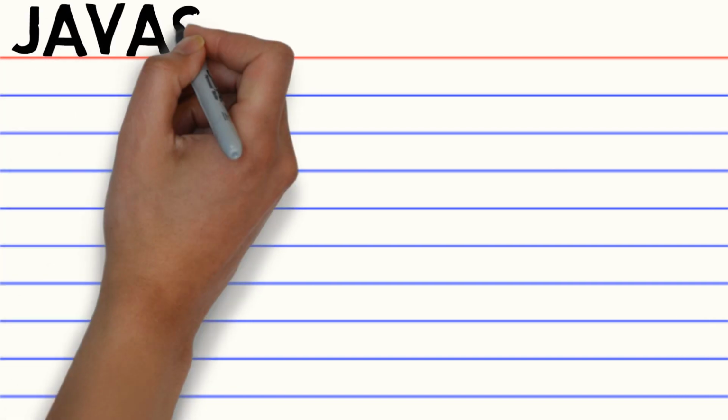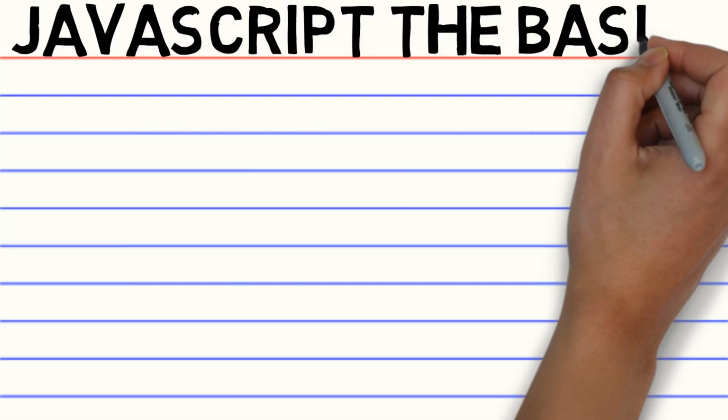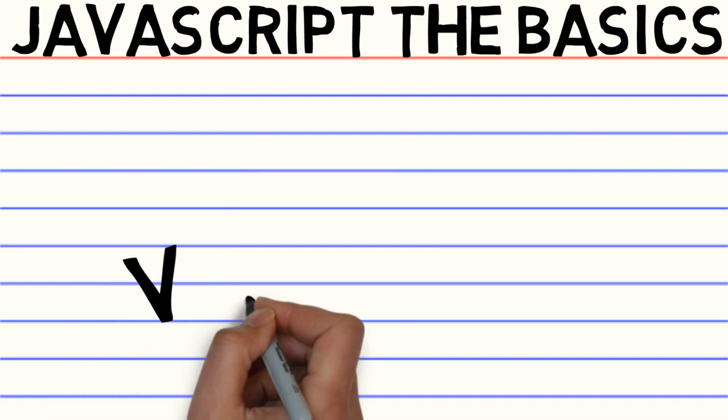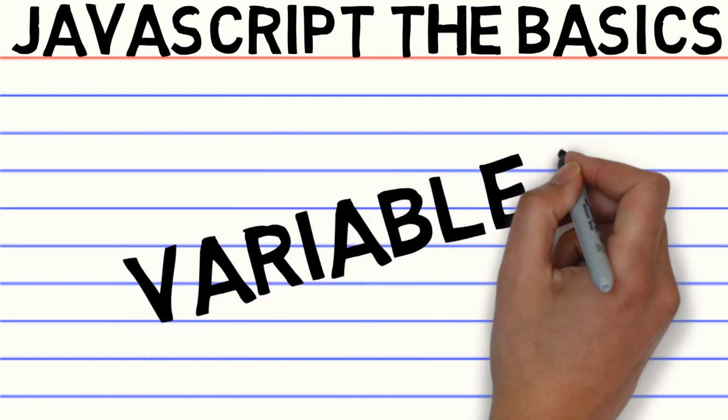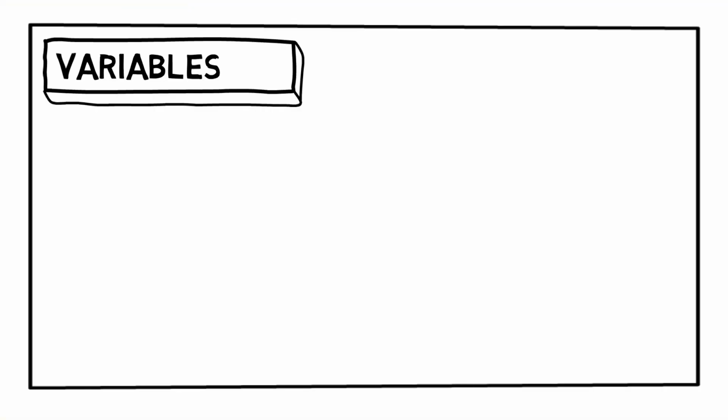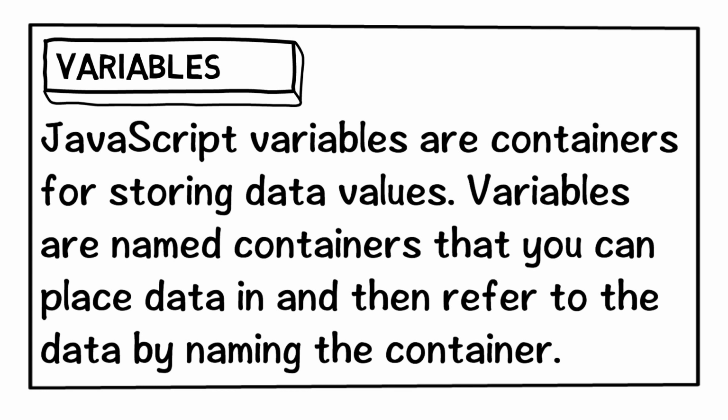Welcome to JavaScript The Basics. In this section of the course, we're going to look at several JavaScript building blocks. In this lecture, we're going to start with variables. What is a variable? JavaScript variables are containers for storing data values.